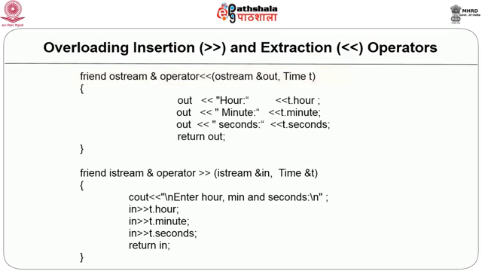Similarly, the prototype for implementing the extraction operator is keyword friend, reference to istream, keyword operator, then the extraction operator, as arguments a reference to istream, and the second argument time. Now, when we are overloading this operator as a friend function, the function does not need to be invoked on any object, and therefore it does not matter whether the first operand is a time object or not.